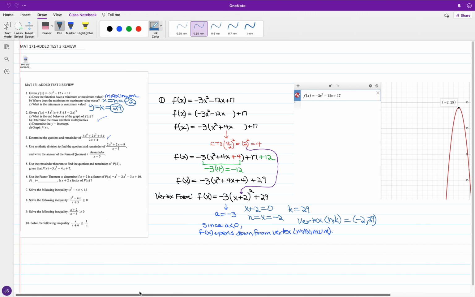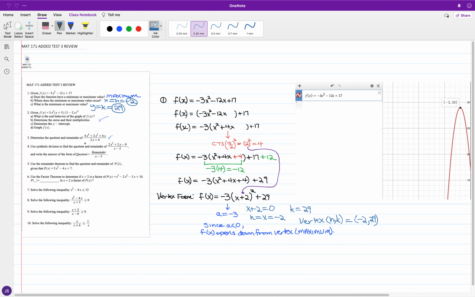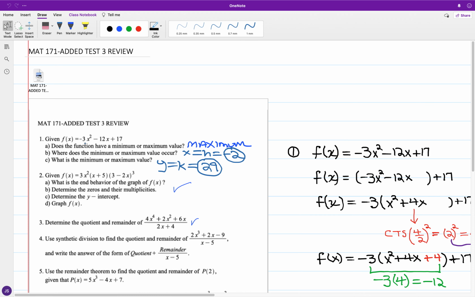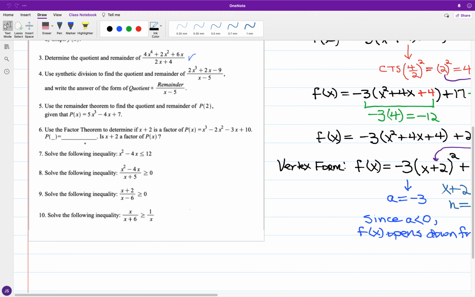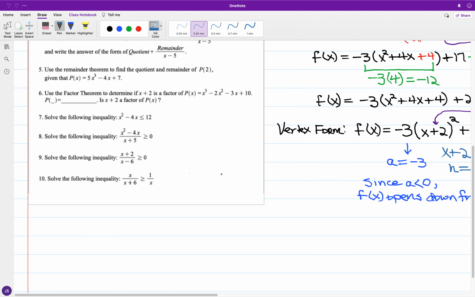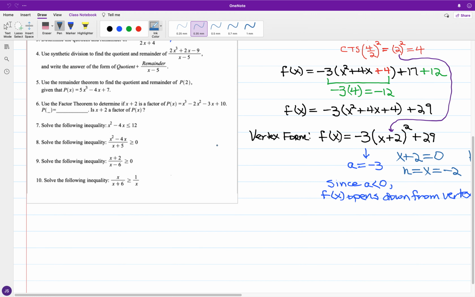Now we already did 2 and 3. For number 4, it says to use synthetic division to find the quotient and remainder. Here we have the dividend 2x cubed plus 2x minus 9 all over the divisor x minus 5. It says to write the answer in the form of the quotient plus the remainder over the divisor.